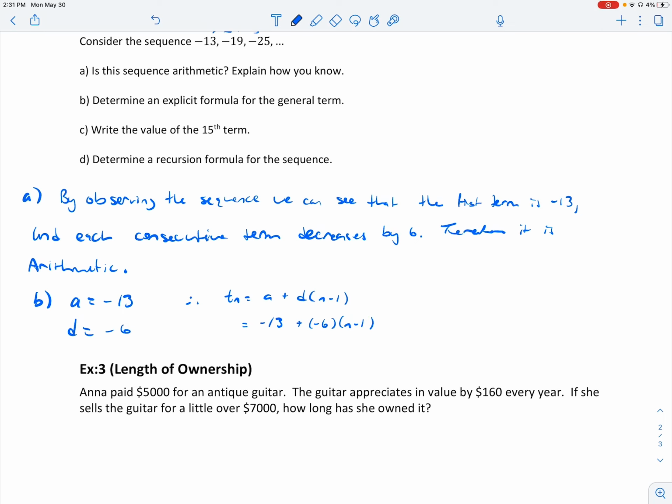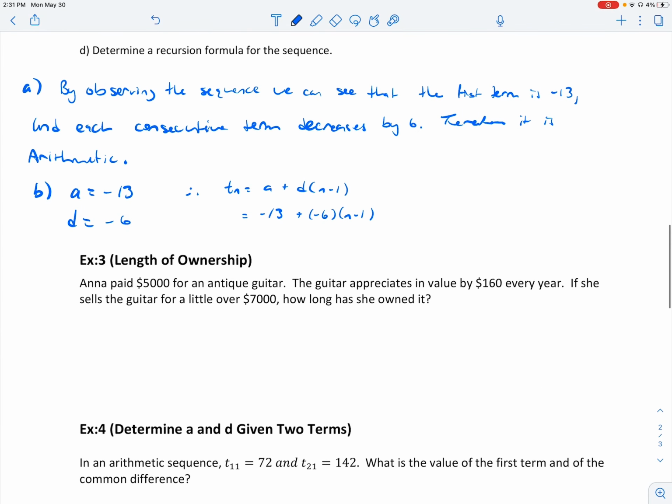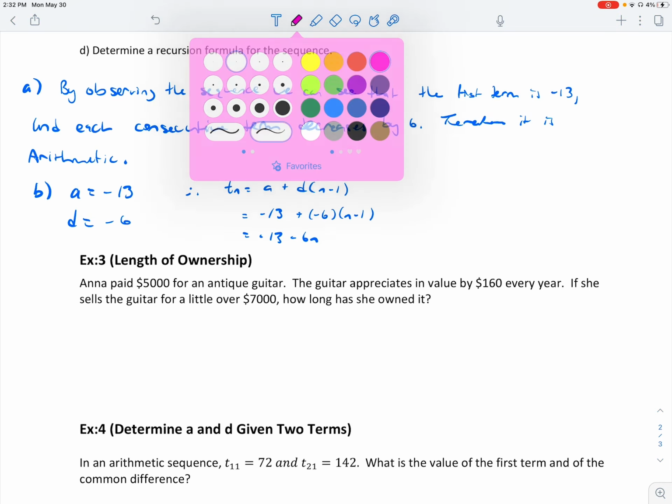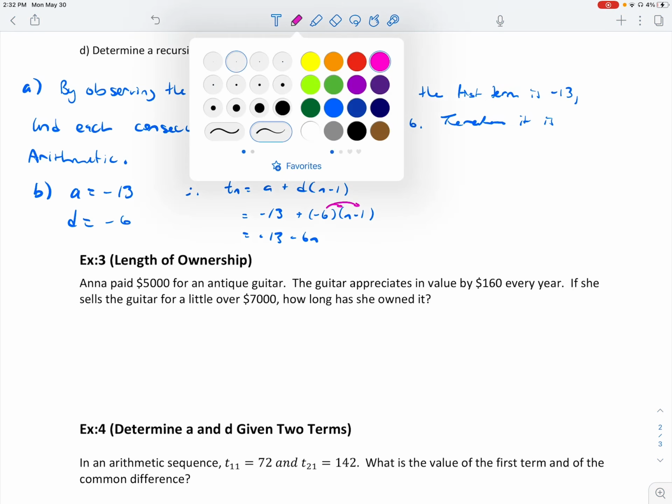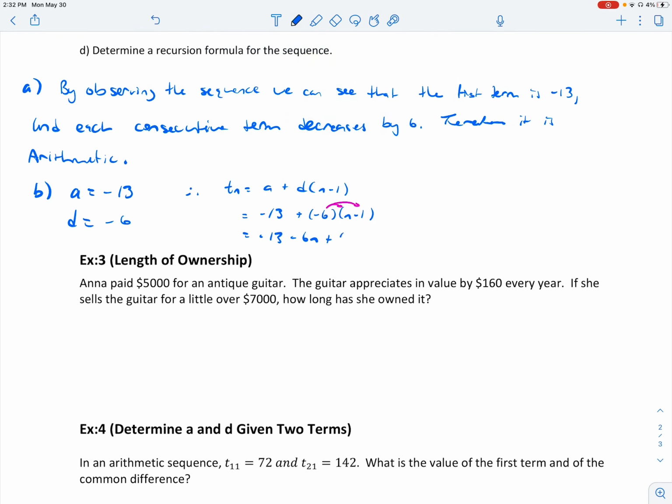Okay, and all that I like to do here is just kind of clean it up from this point on. So we're going to write it as -13 minus 6n, because I got to distribute this -6 inside the bracket. -13 plus 6 is -7. So we would have -6n minus 7. That's my explicit formula.